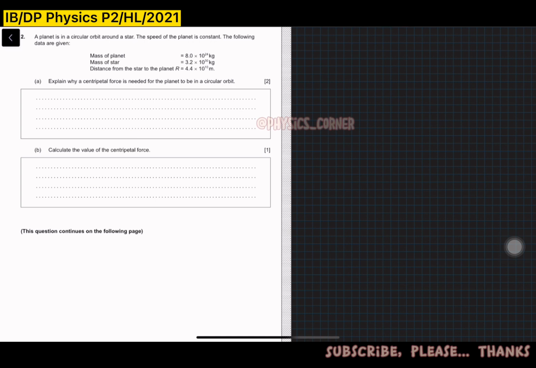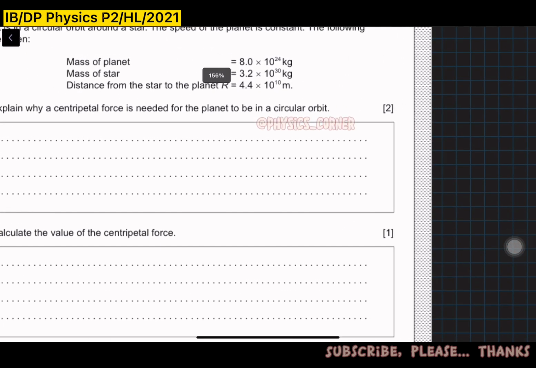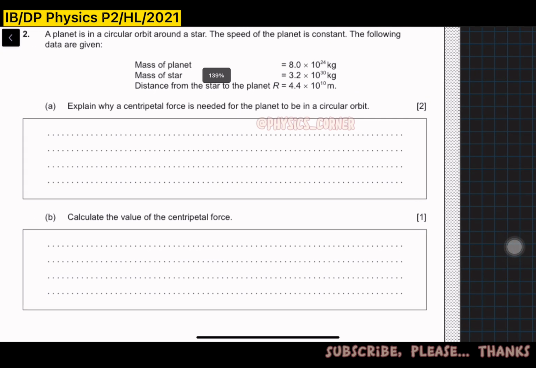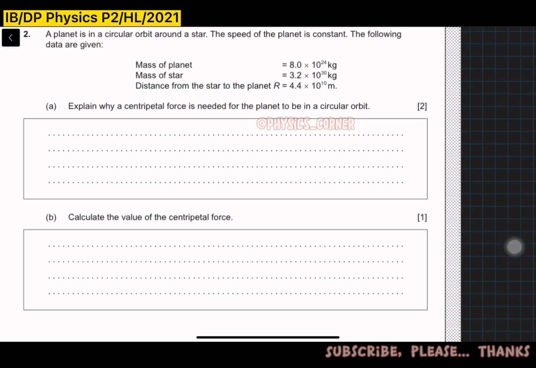A planet is in a circular orbit around a star. The speed of the planet is constant. The following data are given. Mass of planet 8.0 times 10 to the power 24 kilogram. Mass of star 3.2 times 10 to the power 30 kilogram. Assume inverse square law. Distance from the star to the planet is 4.4 times 10 to the power 10 meter. Explain why centripetal force is needed for the planet to be in a circular orbit.